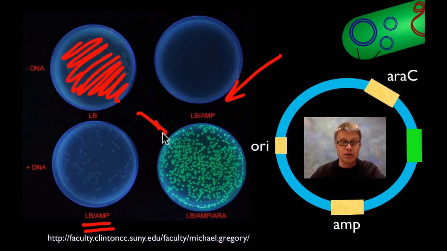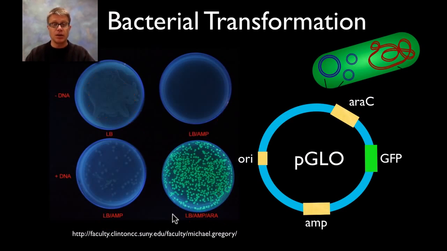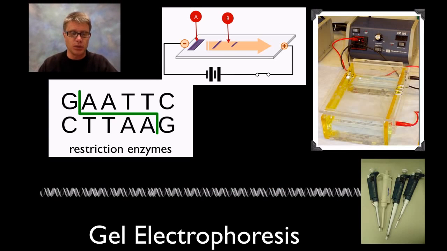But then finally, we get the really cool plate where we've got LB ampicillin, so all these bacteria were transformed, but we also have that arabinose sugar, so they're able to use that to produce this glowing protein. And so you get this fluorescence in the bacteria. So what do you need to understand? What a plasmid is, how it transforms bacteria, and then how that might be manifested in the growth on all the different plates.